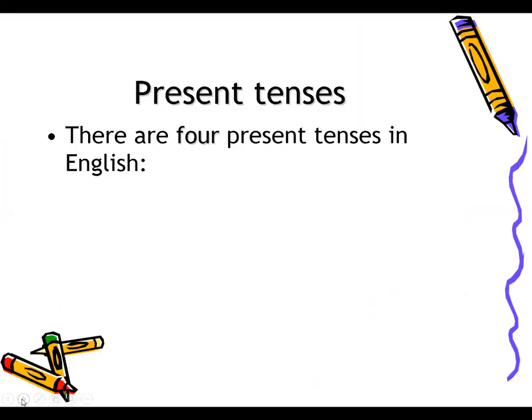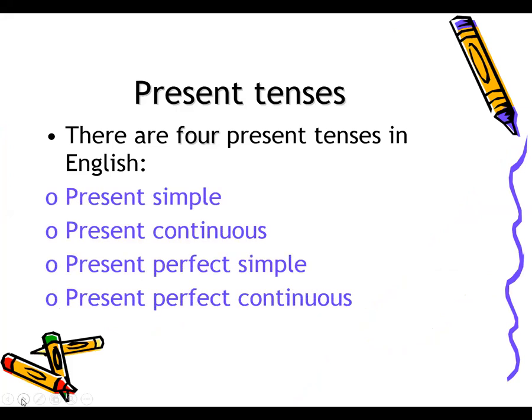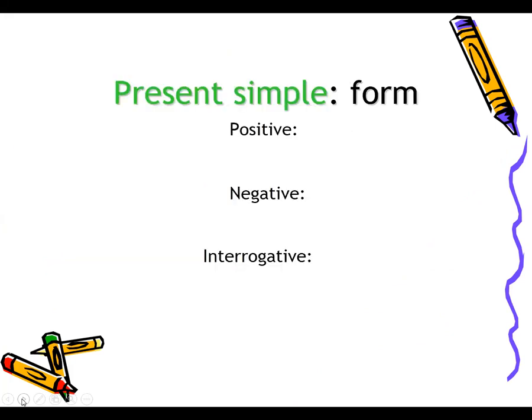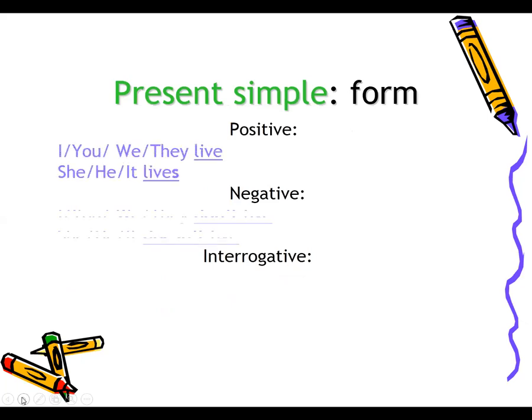Basically, present tense is further divided into four types: present simple, present continuous, present perfect simple, or simply present perfect, and present perfect continuous. So let's look at these four types in detail, focusing on the form and the uses of these tenses. First of all, the present simple tense. Let's look at the forms of present simple.